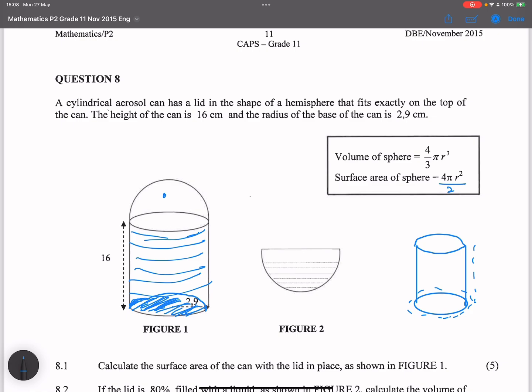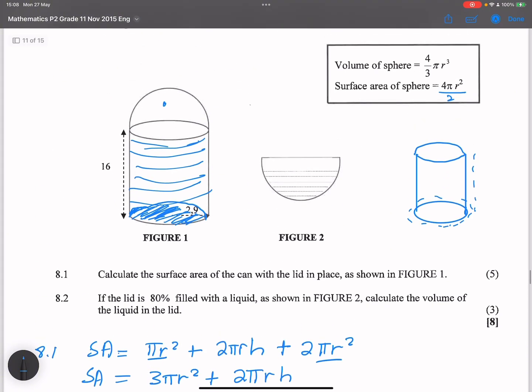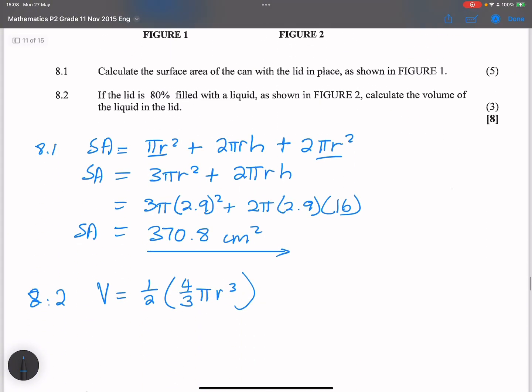But remember, we have a hemisphere, right? So this is going to be half of this because we're looking at only one side. So the volume will be 1 over 2 multiplied by 4 over 3 pi r cubed, right? That would be the total volume of that hemisphere. So this is going to be 1 over 2 times 4 over 3. Actually, let's just multiply that out. So this would be 4 over 6 pi r.